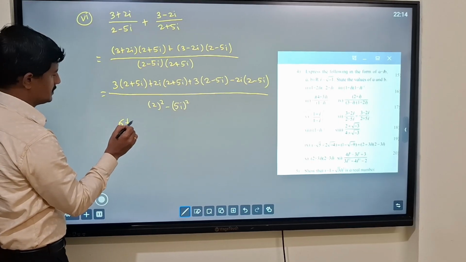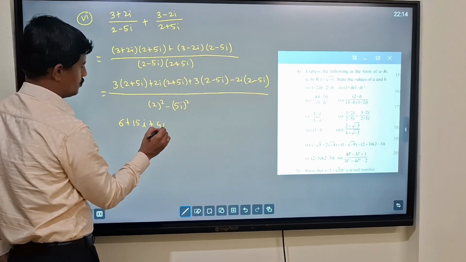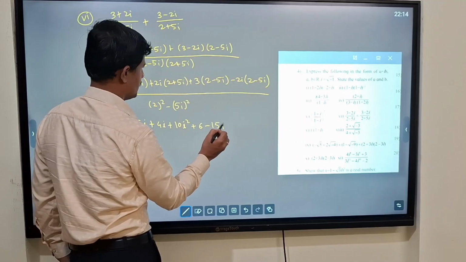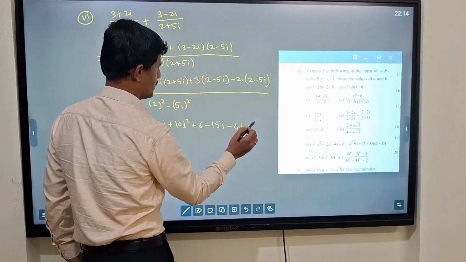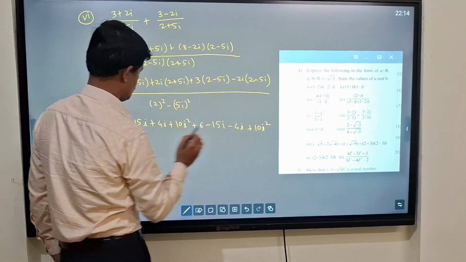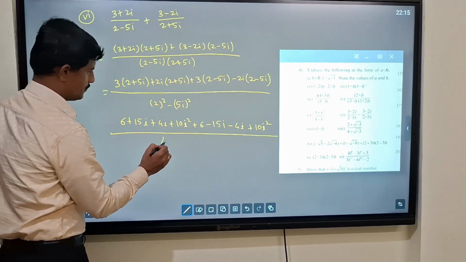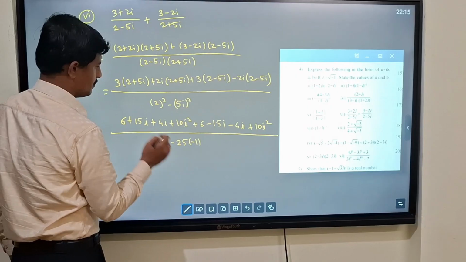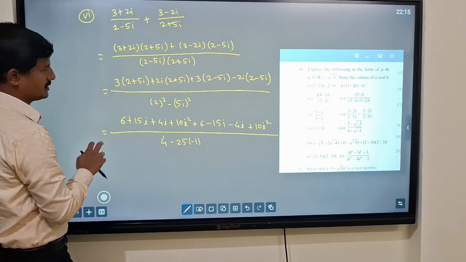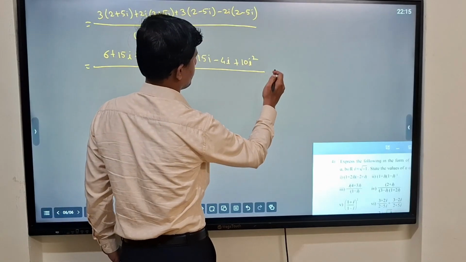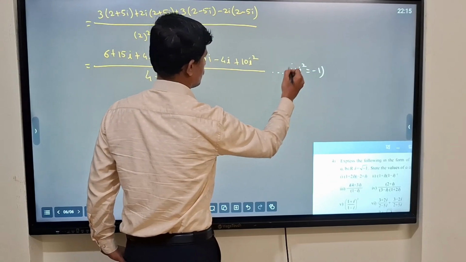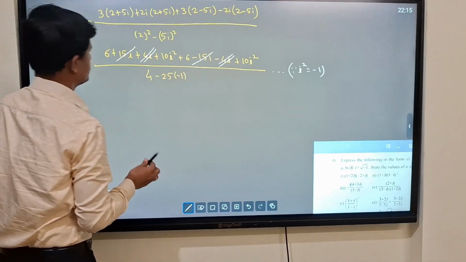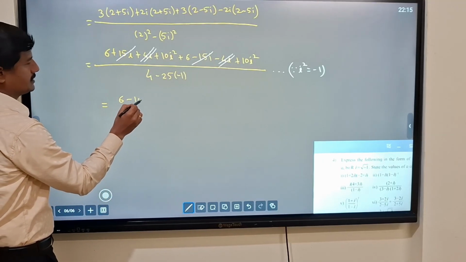Now this becomes 6 plus 15i plus 4i plus 10i square plus 6 minus 15i minus 4i plus 10i square, upon 4 minus 25 into minus 1, because i square is minus 1. I will write down the reason: i square is equal to minus 1. This 15i gets cancelled. This 4i gets cancelled. So remains 6 minus 10.